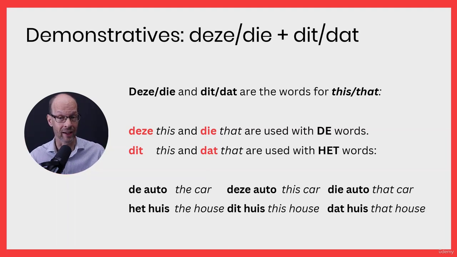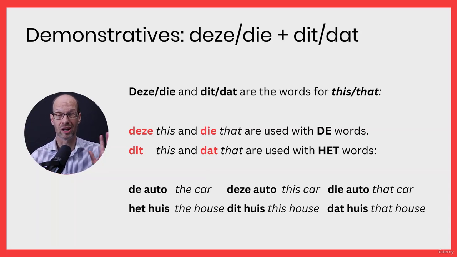So het huis is het, right? So if I want to refer to this house, I have to say dit huis, dit huis. And if I want to talk about that house over there, then I have to say dat huis. All right? So deze and die you use for the de words, and dit and dat you use for het words when you talk about this or that.